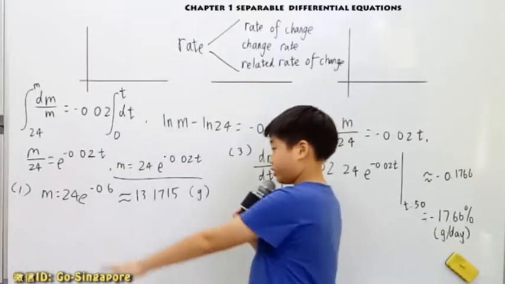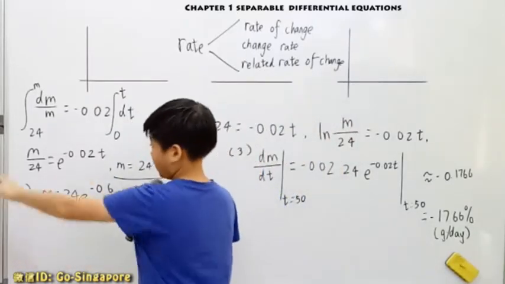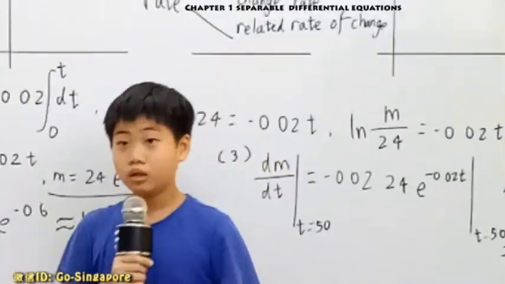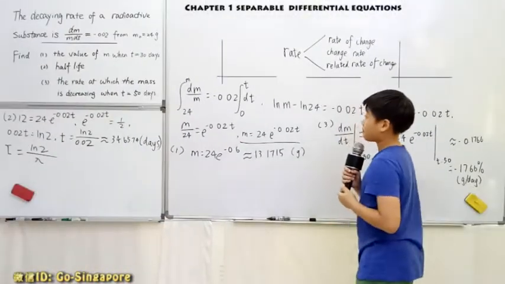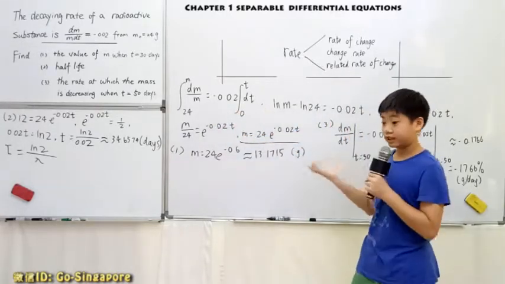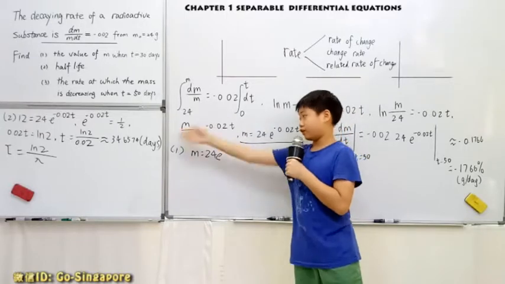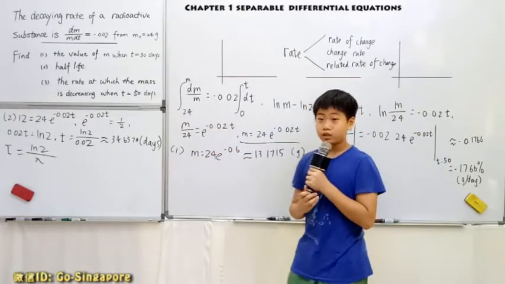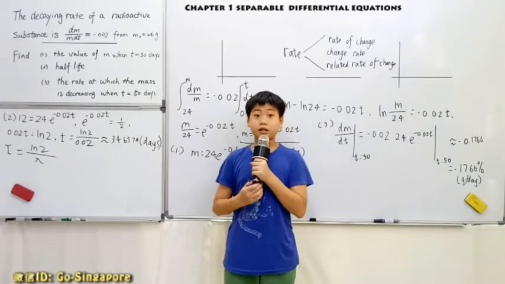Okay, so this is all for our first part, second part, and third part. For the first part, we find a general formula. So for the parts at the back, it's much easier to find the answer. So we can end our lesson here.